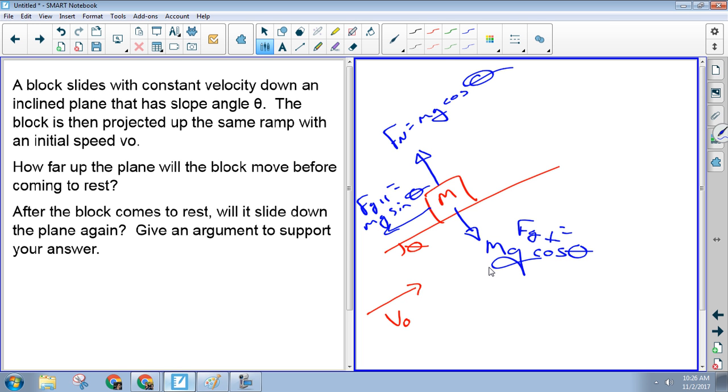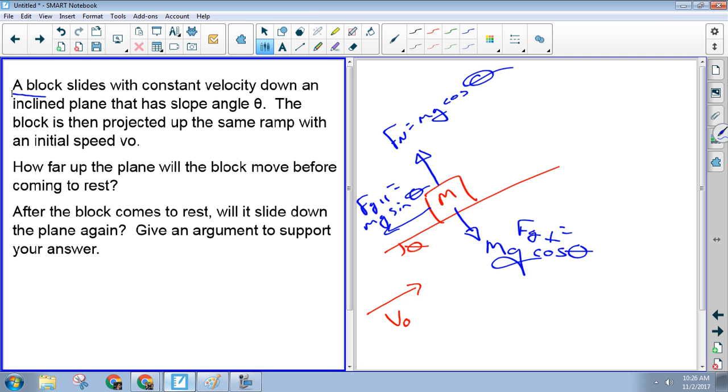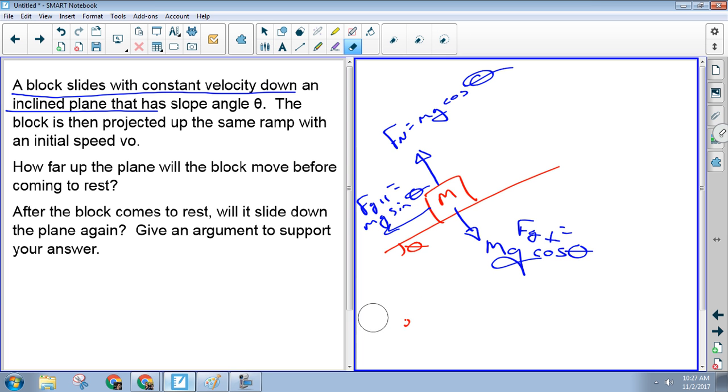So it says a block slides with constant velocity down an inclined plane. So why is that information important? There has to be friction, right? Because otherwise, if there wasn't friction, it would be accelerating, right? Or the incline is 0 degrees. All right, so are we good so far?